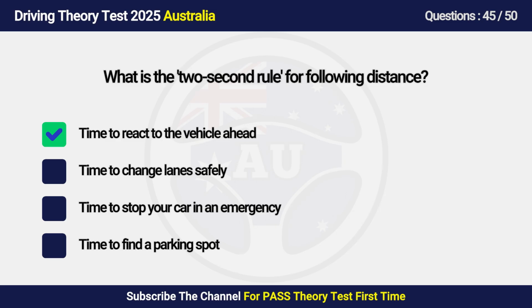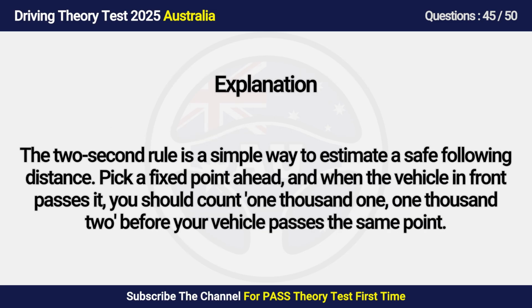Answer is A. Time to react to the vehicle ahead. The rule is a simple way to estimate a safe following distance. Pick a fixed point ahead, and when the vehicle in front passes it, you should count 1001, 1002 before your vehicle passes the same point.